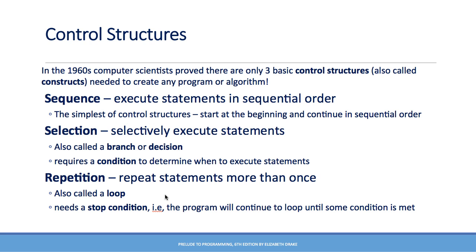All loops need some kind of a stopping condition. We need to be able to get out of the loop, right? That's one of the fundamental issues in algorithm design. It has to be able to stop. So all loops are going to have some kind of a stopping condition.